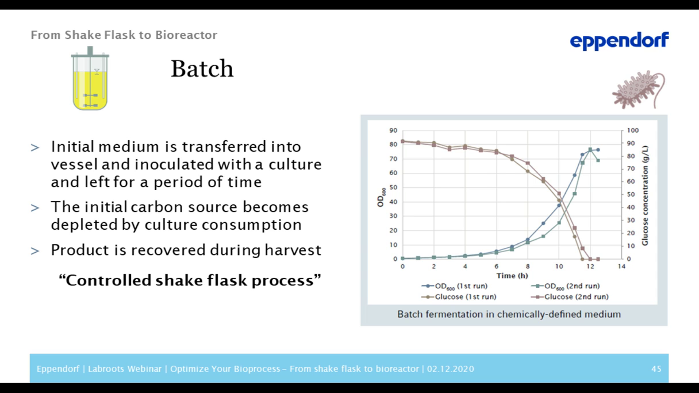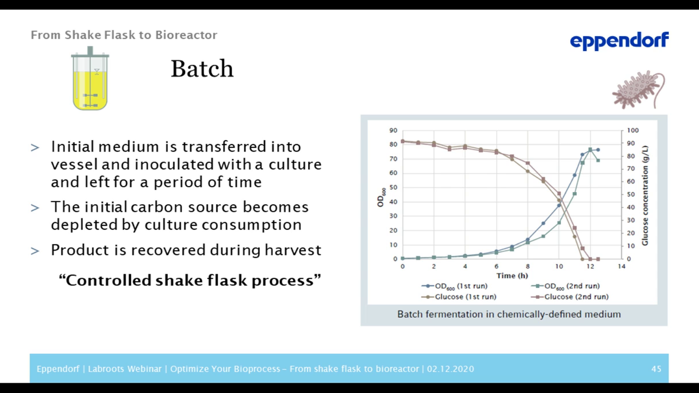First, we have the classical batch fermentation. This fermentation process you can also call a controlled shake flask process in a bioreactor. You have the bioreactor and the initial medium is transferred into the vessel to a certain volume, for example, the maximum working volume of a bioreactor. And then the process is started and controlled by the bioreactor controller.